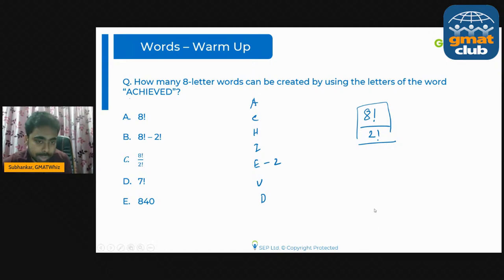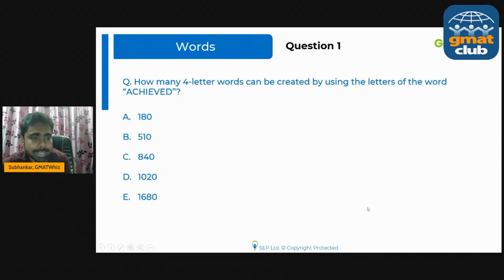I'm going to my next question, which is very much similar to that. But the question is now a little different, okay? So can you try this question and let me know your answer?